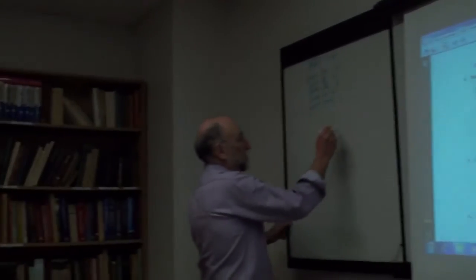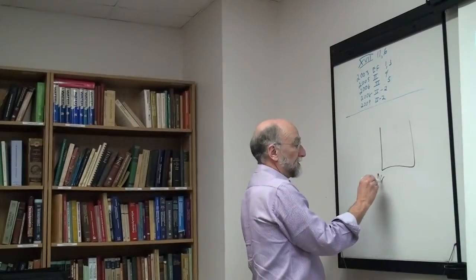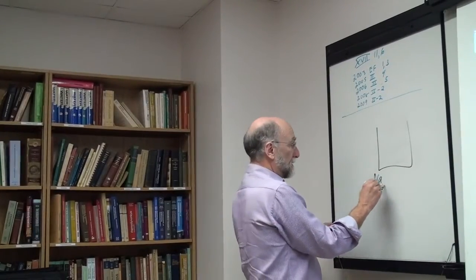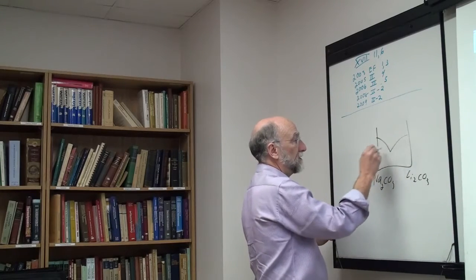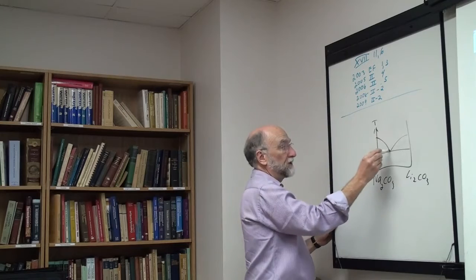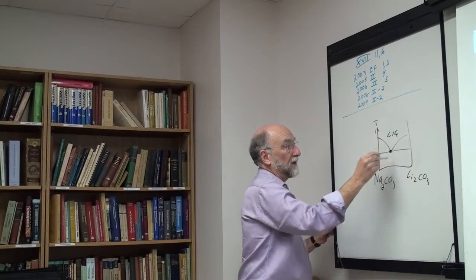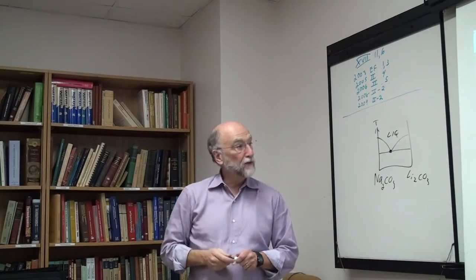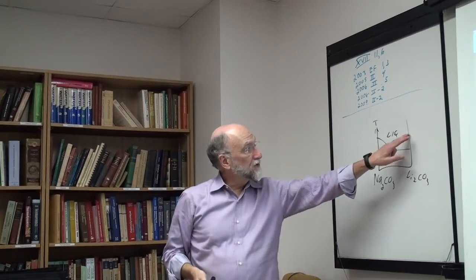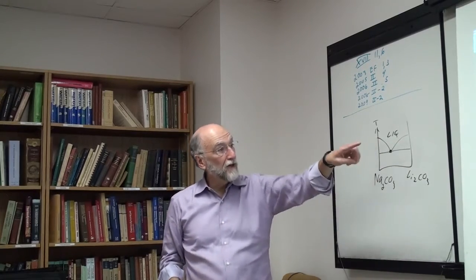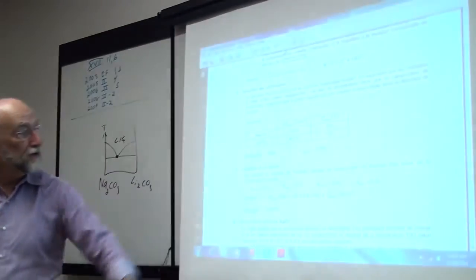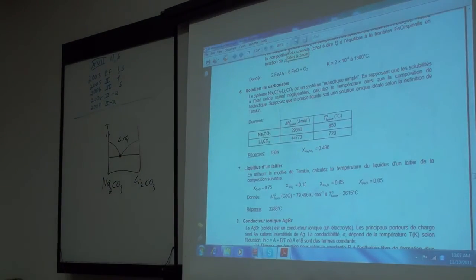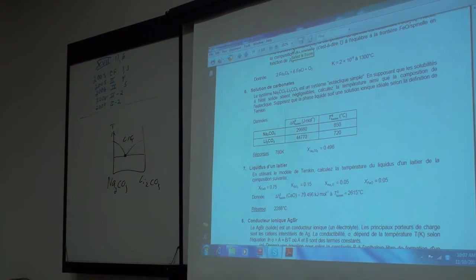Simple eutectic phase diagram with sodium carbonate, over here you have lithium carbonate, versus temperature, no solid solubility. Calculate the temperature and composition of the liquidus. You're given the melting points of the pure carbonates, 850 and 720, and you're given the heats of fusion of sodium and lithium carbonate. And assume that the liquid is an ideal Temkin solution.